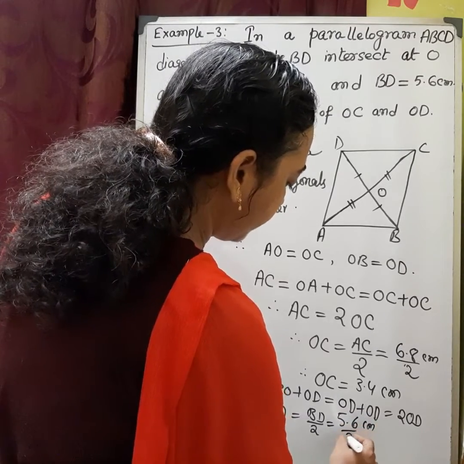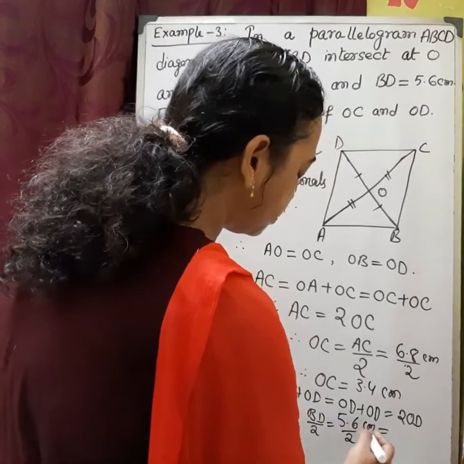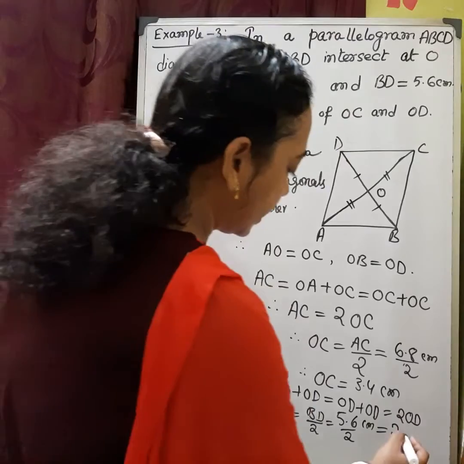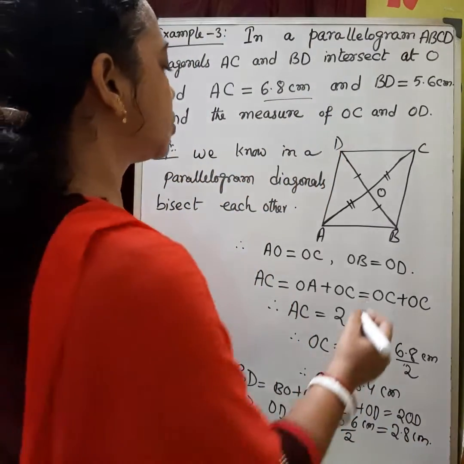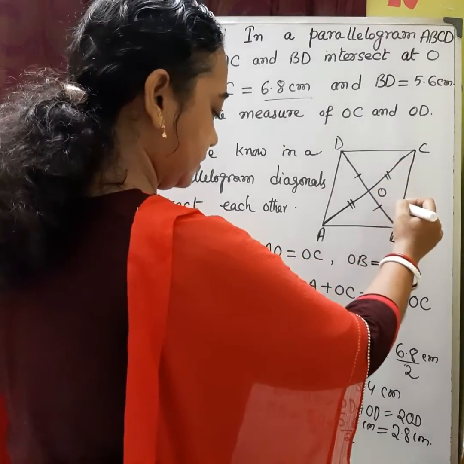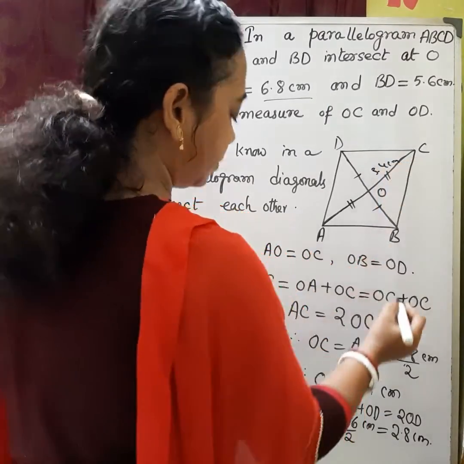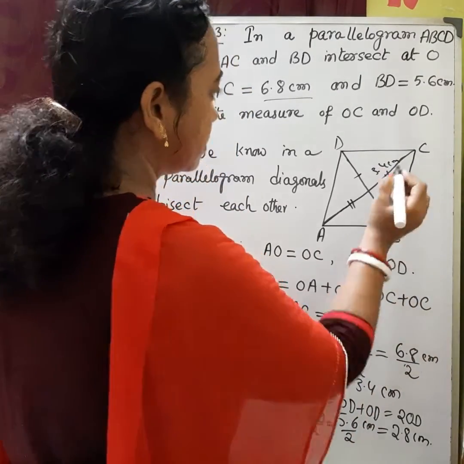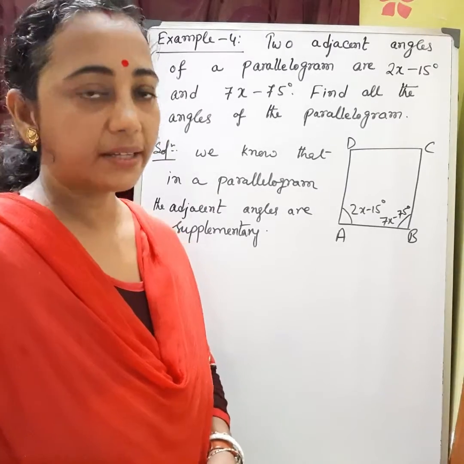That divided by 2, 5.6 by 2. If we divide it by 2, we get 2.8 centimeter. So therefore, the measure of OC is 3.4 centimeter and OD is equal to 2.8 centimeter. These are the measures of OC and OD. Let us do another example.